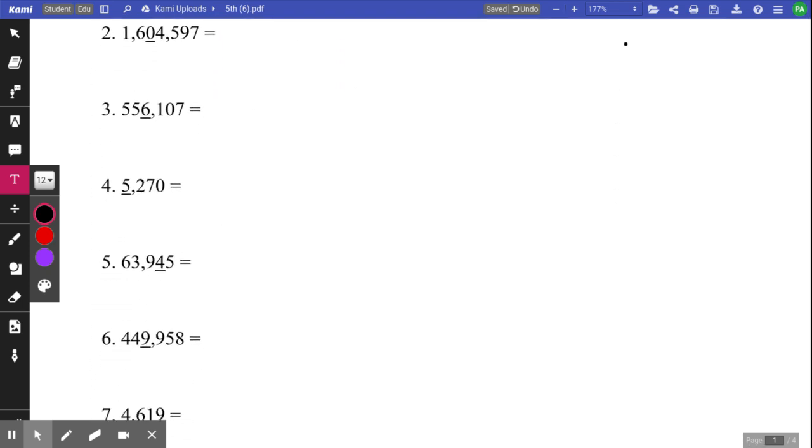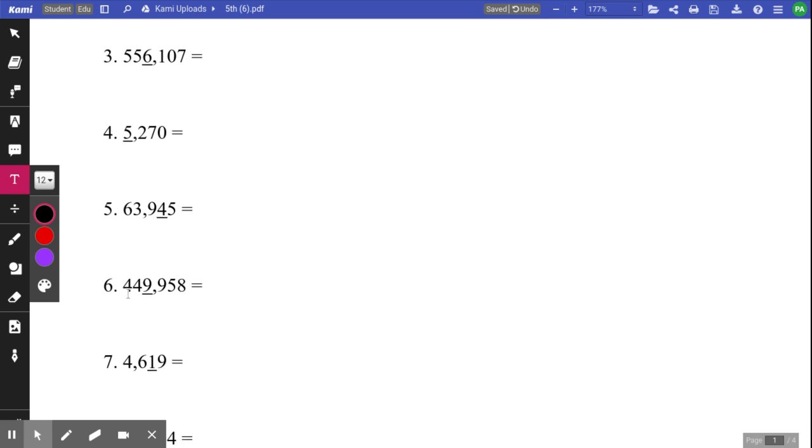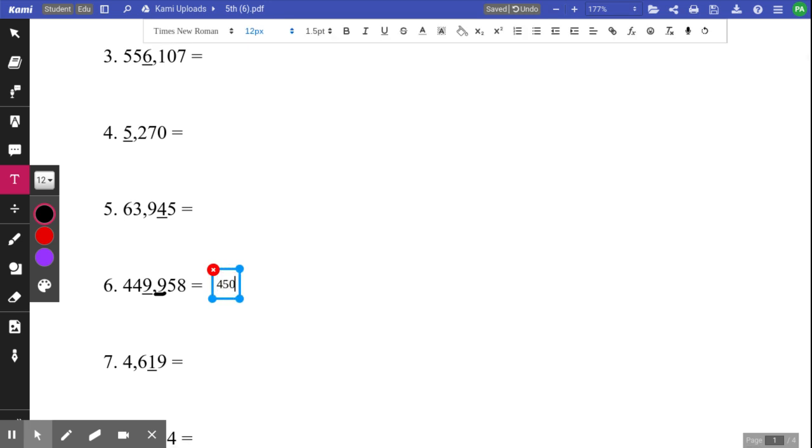Let's try number 6. 449,958. So we're referring to this 9 over here to see if this 9 changes. And knowing that 9 is bigger than 5, the answer will become 450,000 because we got to move 1 up, but the 9 becomes a 10, so it becomes 50. And the rest becomes 0 because anything beyond this becomes irrelevant.